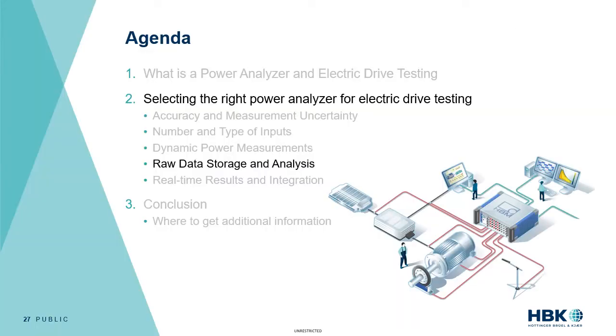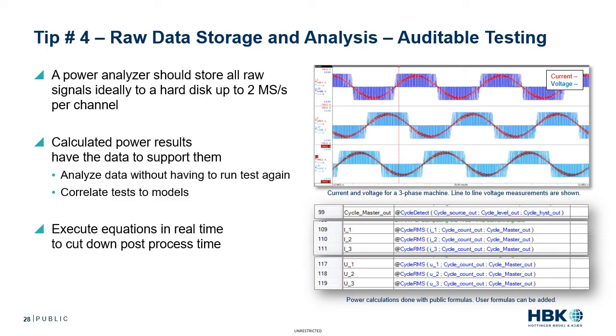Now we're going to talk about raw data storage and analysis in order to select the right power analyzer for electric drive testing. Most power analyzers do not store raw signals, and ideally, a power analyzer should have the capability to store raw signals at a high rate, like 500 kilosamples per second, 1 megasample per second, even up to 2 megasamples per second per channel for extended periods of time. Having the recorded signals gives transparency to your measurements, and you don't just get a power value, you actually get all the data that went with it.